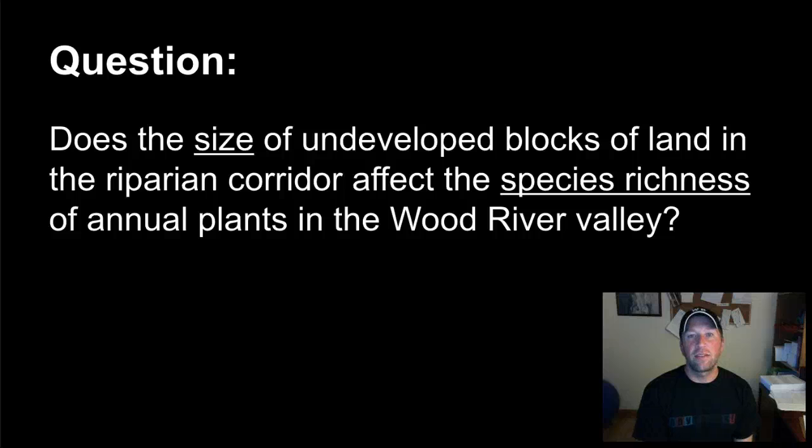So this is something I could test. I could go out and find areas of different sizes. I could count the number of species in those areas, and then I could see if there's a relationship. This would be relevant to the land trust because they're trying to find out if they should acquire big blocks of land or lots of smaller pieces of land. And my variables are also right there in the question, the size of the blocks of land, and species richness, which is a specific thing that I can measure.